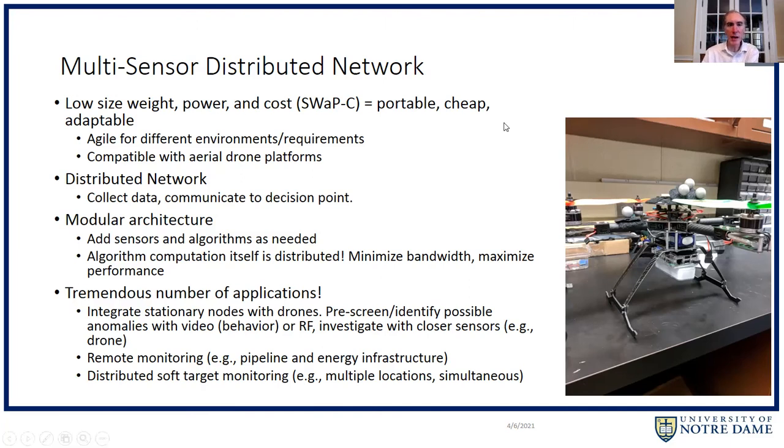So in conclusion, we now have this multi-sensor distributed network. The key point here is that it leverages low SWaP-C technologies such that it's portable, cheap, and adaptable. Agility is extremely important for this network.